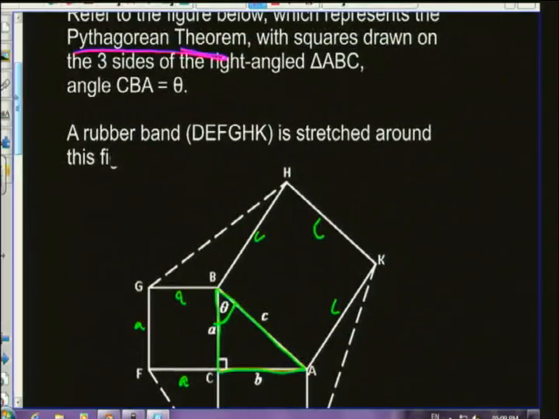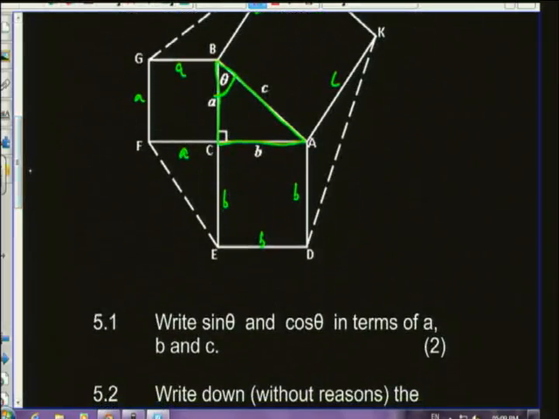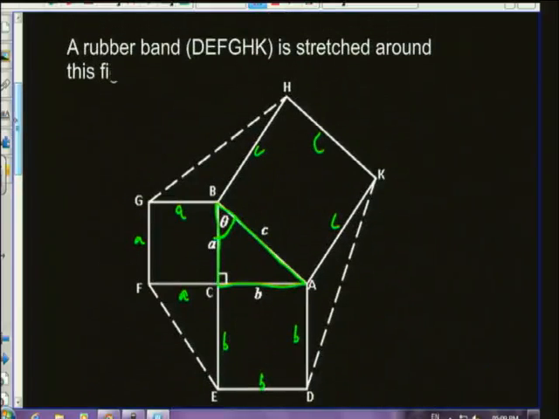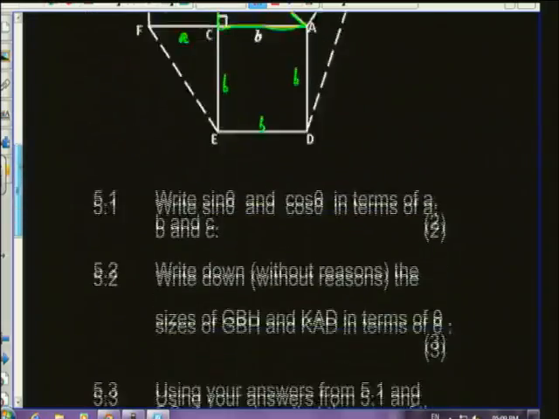Now, a rubber band D, E, so it goes around there, F, G, H, K. So it covers the whole area. So we've got G, H, K, D, E, and F. So you've got a rubber band stretched around this figure.